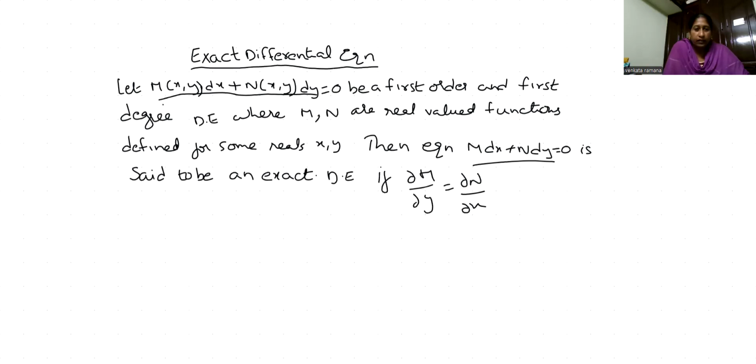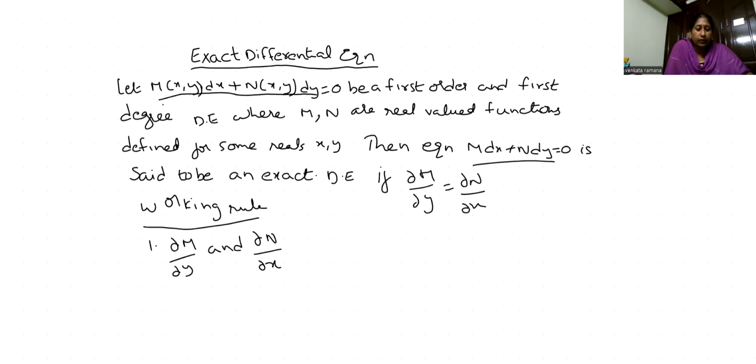To check whether an equation is exact, we need to follow these rules. First, we have to compute ∂M/∂y and ∂N/∂x. If these two values are equal, that is, ∂M/∂y is equal to ∂N/∂x, then it is said to be exact.